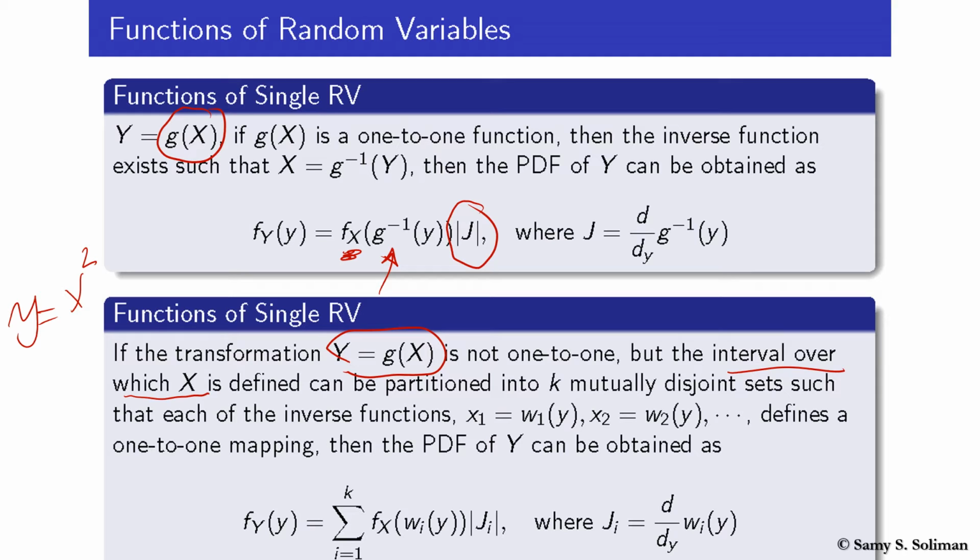Then the PDF of the new random variable y can be obtained as a summation over the k intervals of the PDF of x. However, we substitute for the value of x with the corresponding inverse function w, multiplied by the Jacobian, which is the derivative again with respect to the random variable y, and we perform the summation over all the k intervals.